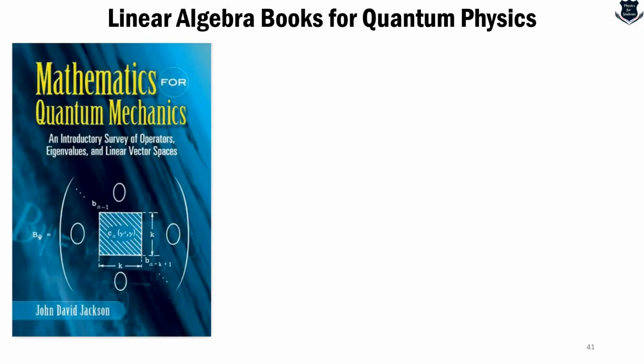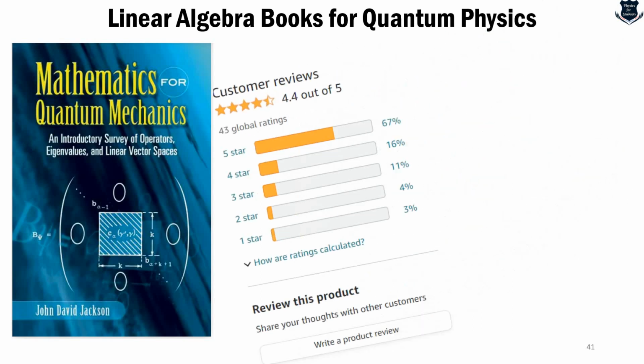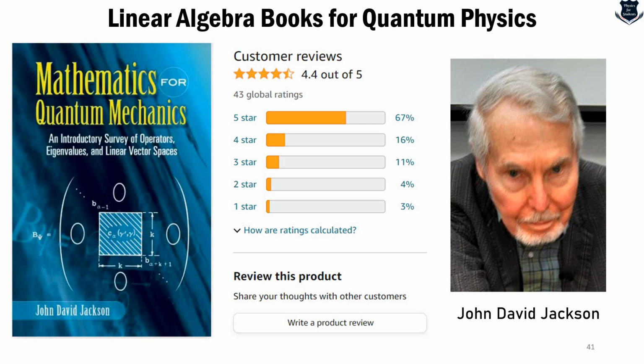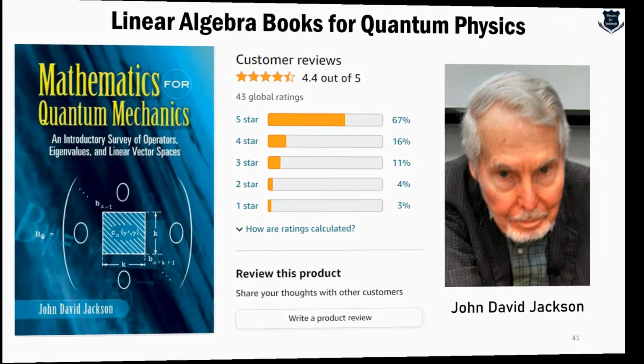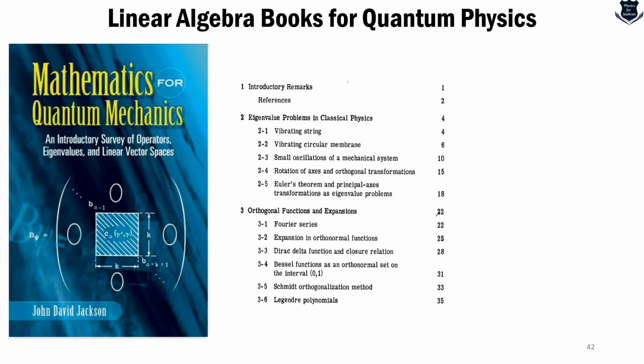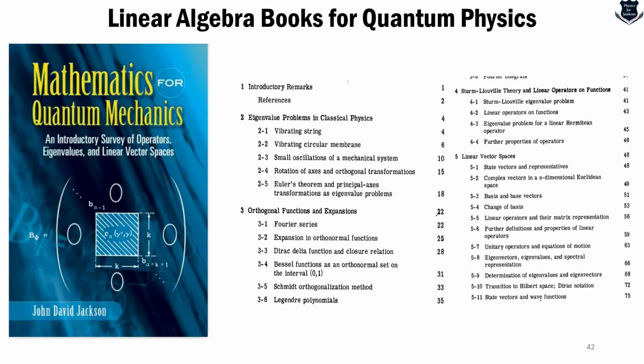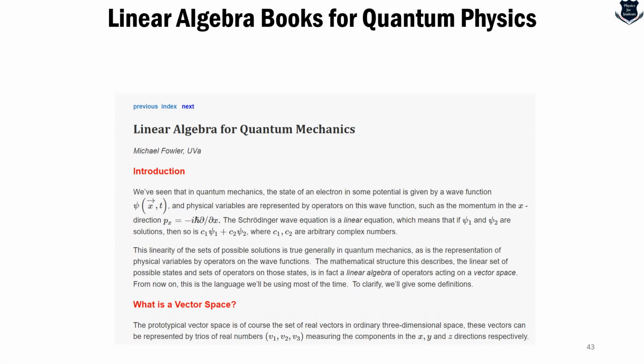The second book would be this one, by John David Jackson, and the Amazon rating is quite high. This is called Mathematics for Quantum Mechanics, and it contains everything. As you can see, it starts with eigenvalue problems in classical physics, orthogonal functions, Fourier series, and then goes into linear vector spaces and so on. So it is not only for linear algebra, but it comprises a lot of things.